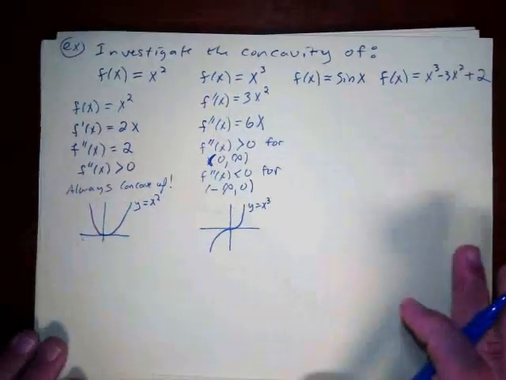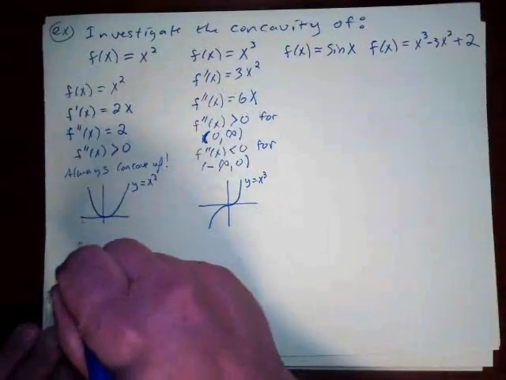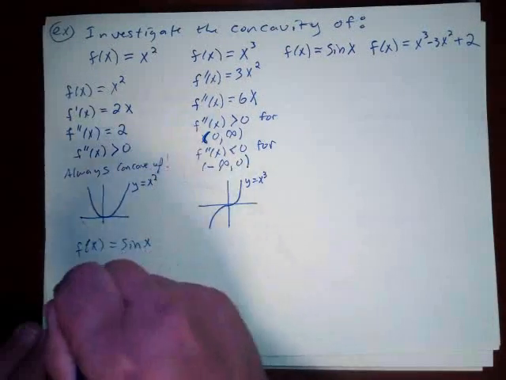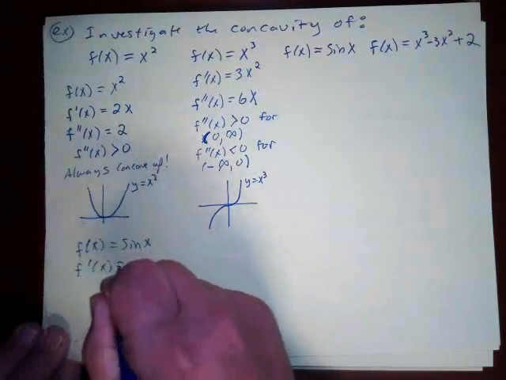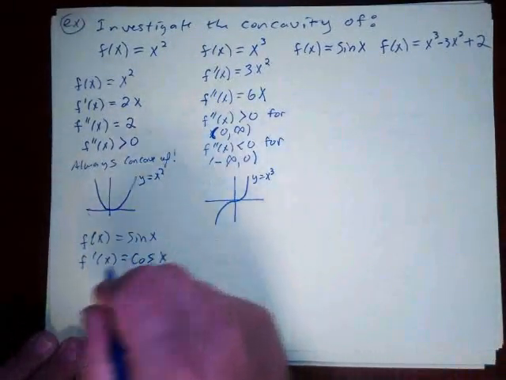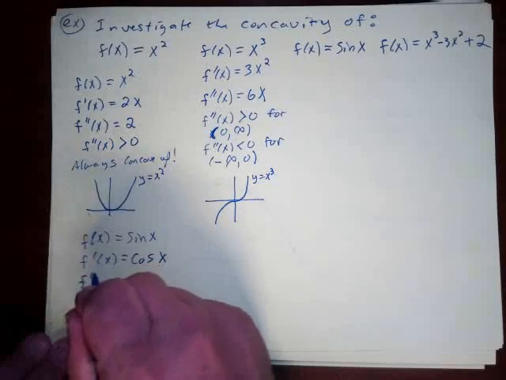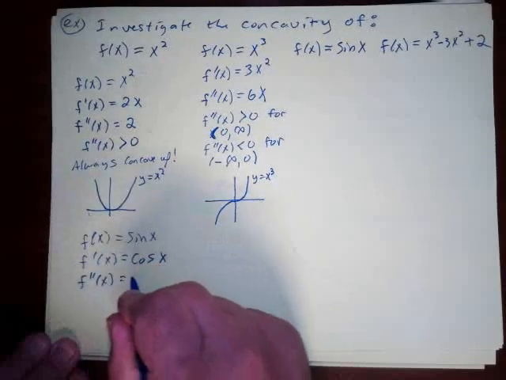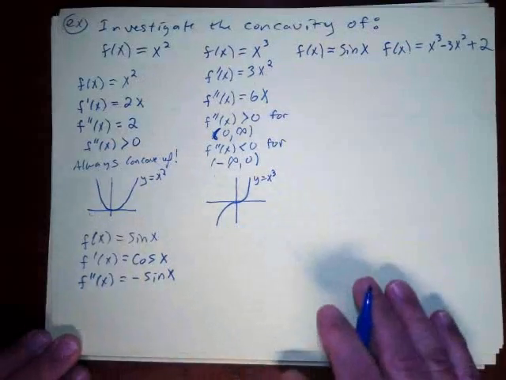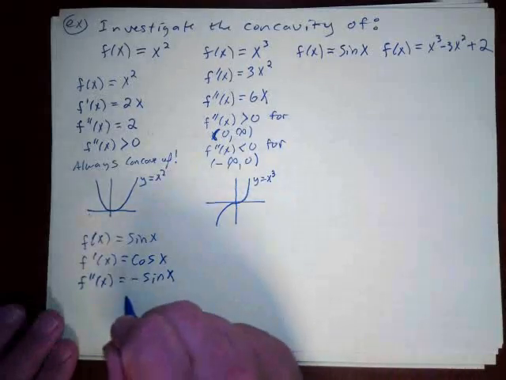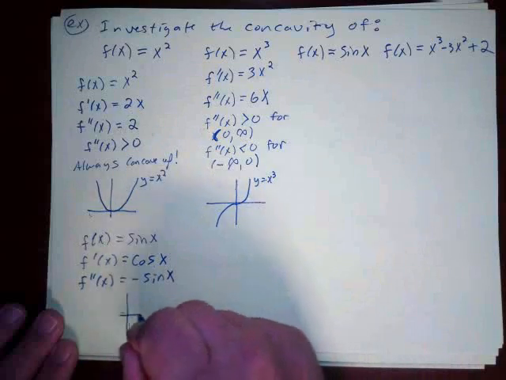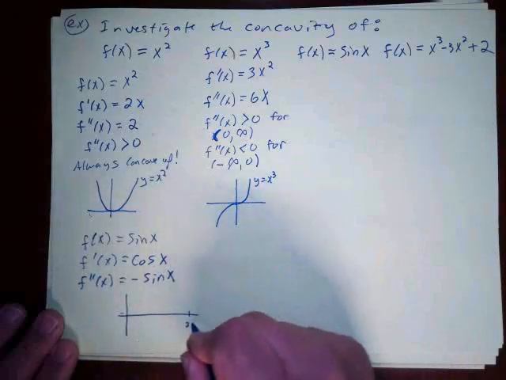So let's look at the sine of x. We'll do f of x is equal to sine of x. So f prime of x is going to equal the cosine of x, and then f double prime of x is going to be equal to the opposite of the sine of x. Okay, now let's graph the second derivative here on 0 to 2 pi. We'll just look at this on 0 to 2 pi.